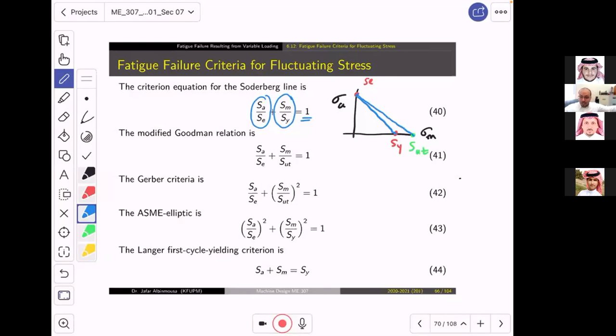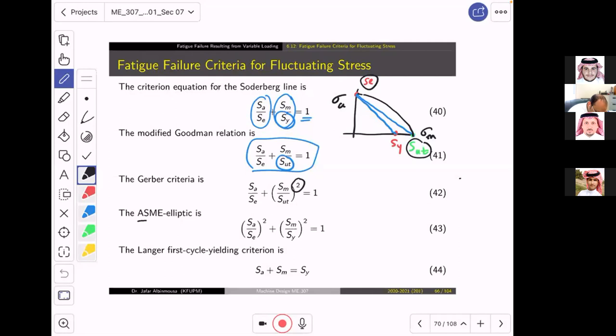Then Gerber came, the third guy. Of course, this is the Goodman equation. As you see, the difference is SY and SUT. Then Gerber came. And Gerber said, no. It is between SUT and SE, but the relation is not linear. And it has a square, which makes it like a second order. So the relation will become like this. SUT and SE, but it's now not a straight line.